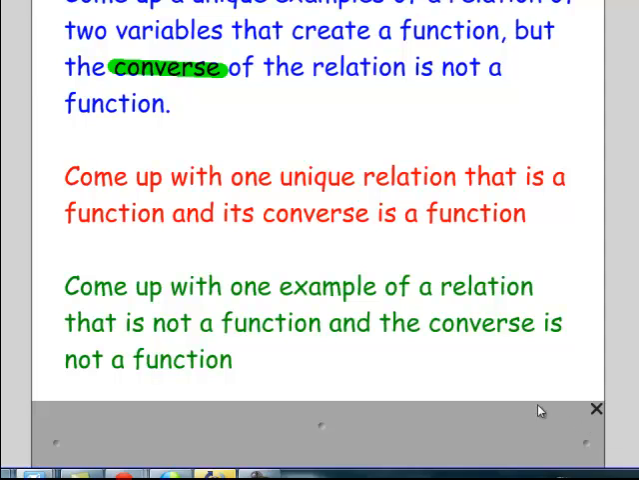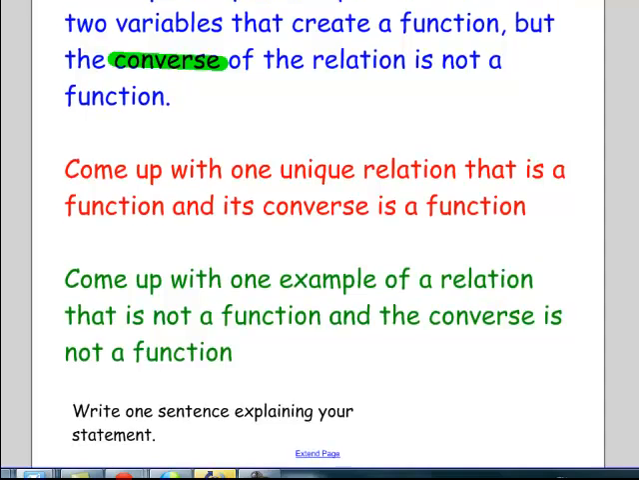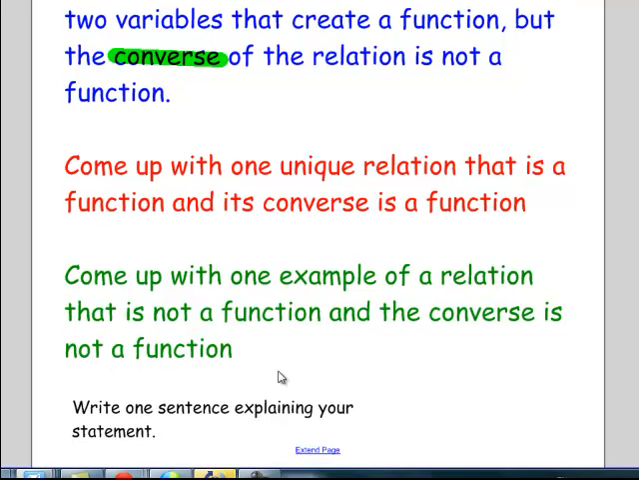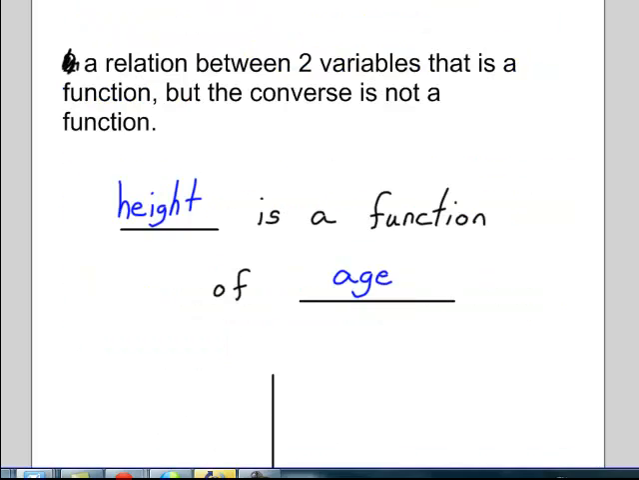Now the key part of this, when you come up with these examples, is I just want to see your explanation, why you chose this. And it's okay to take a risk and state the reason why you believe those fit into one of these categories. But I need to see that sentence explaining your rationale. So let me show you an example that I've done.